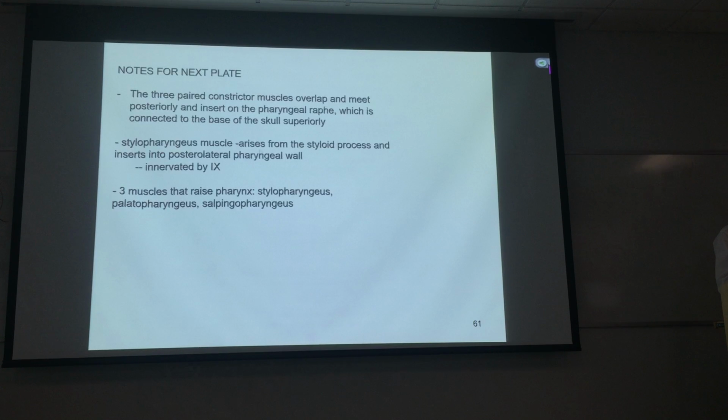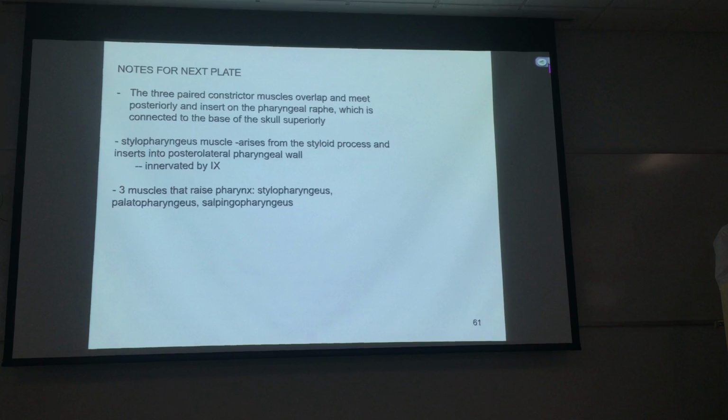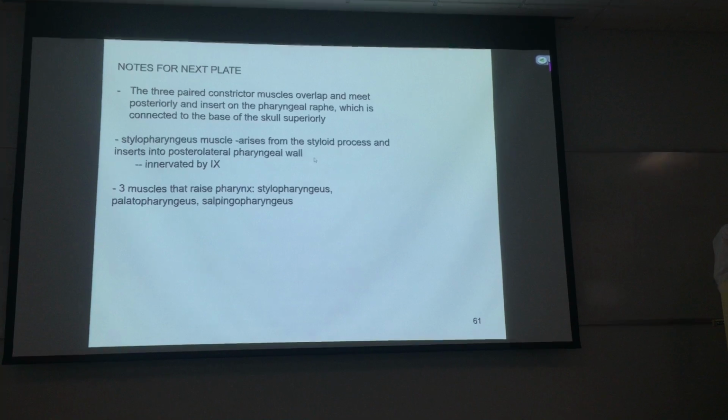So what this is getting to, it's coming up in a couple places. All muscles of the pharynx are innervated by cranial nerve 10, except for one, stylopharyngeus, which is innervated by cranial nerve 9. 3 vertical muscles: salpingopharyngeus, stylopharyngeus, palatopharyngeus. 3 circular or constrictor muscles: superior, middle, inferior. All muscles of the pharynx innervated by 10, except for stylopharyngeus by 9.